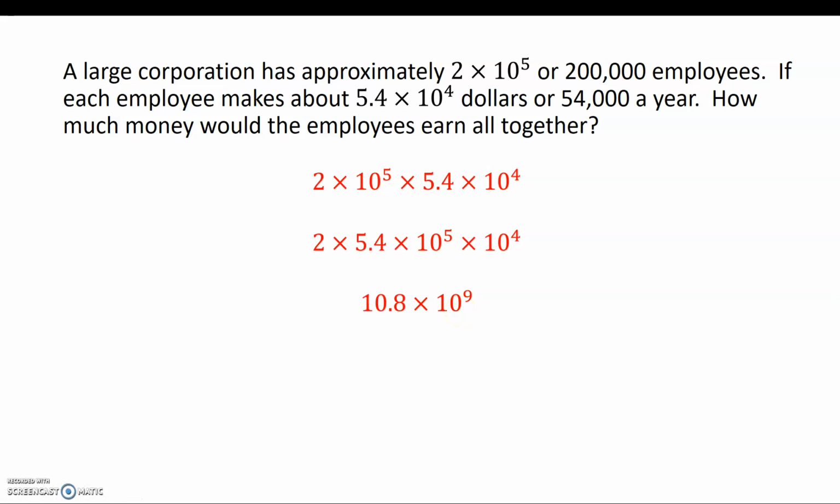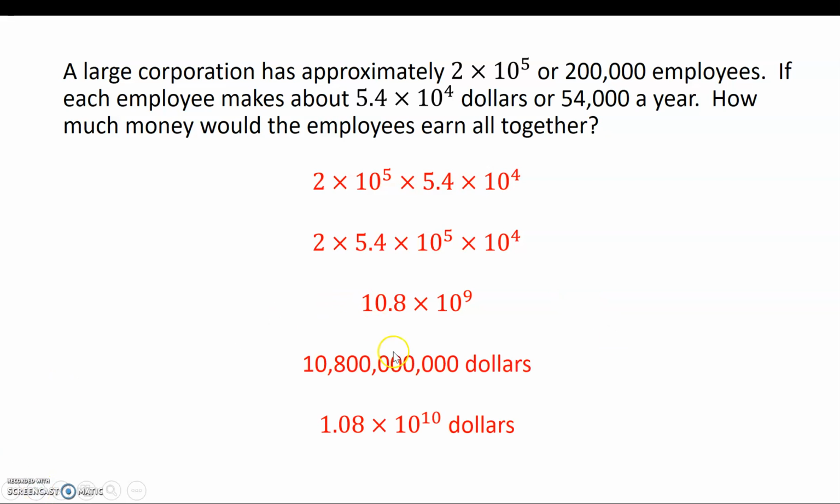You almost are done, but hopefully you're noticing when you see that 10.8 times 10 to the 9th, that number is not in scientific notation and it's not really in standard form either. So you have the option to either use the shortcut to put it in the correct scientific notation, or you can put it into standard form and then back into scientific notation if you want to.